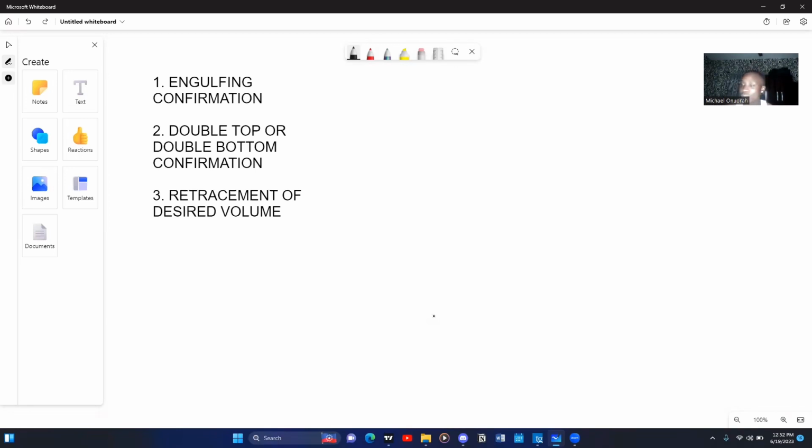There are three criteria I look at, which are the engulfing confirmation, the double top or double bottom confirmation, and the retracement of the desired volume. Right now, these are the three things I look for in the market. But sometimes these three criteria might not be met because the market is a very dynamic one.